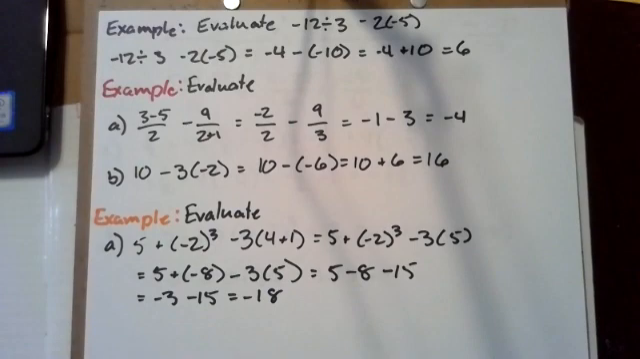Next, we've got 3 minus 5 over 2 minus 9 over 2 plus 1. That's negative 2 over 2 minus 9 over 3, which is negative 1 minus 3, which is negative 4.